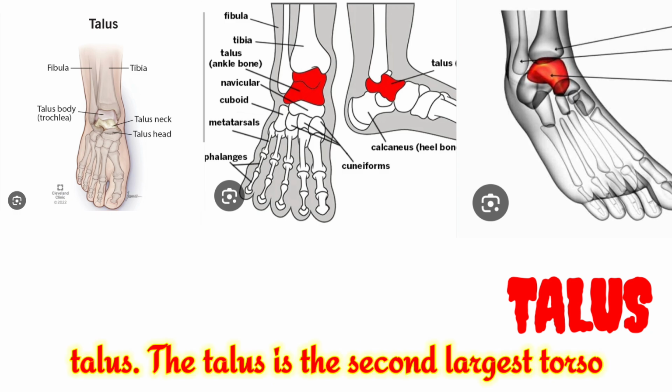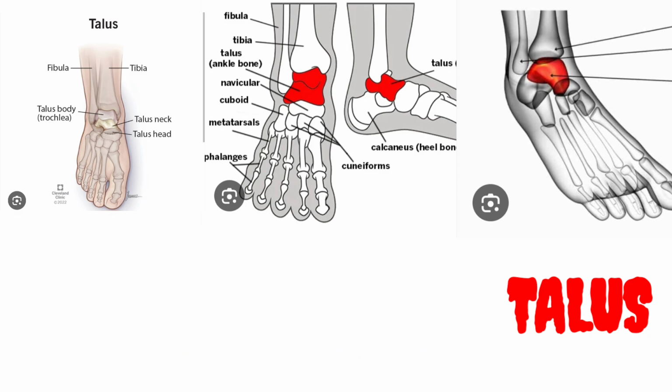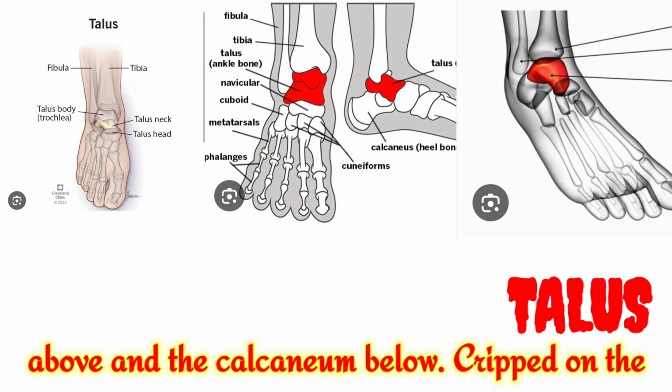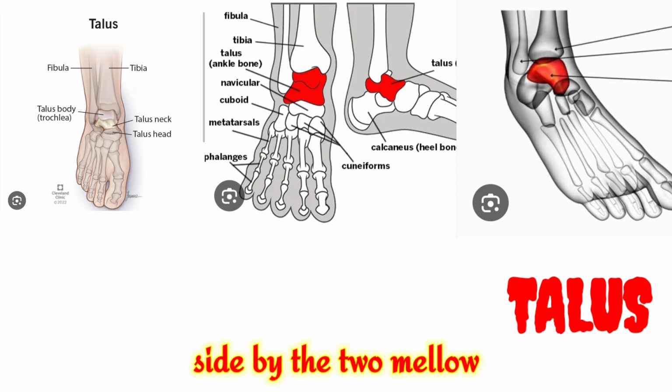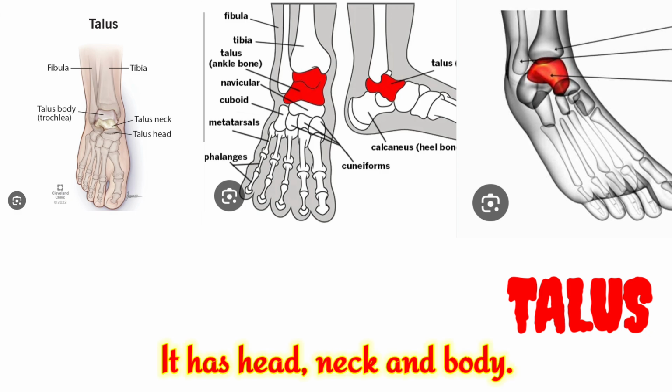The talus is the second largest tarsal bone. It lies between the tibia above and the calcaneum below, gripped on the side by the two malleoli. It has head, neck, and body.